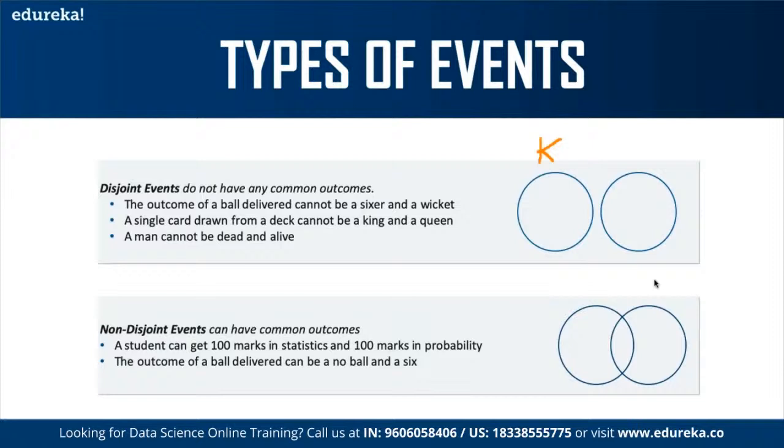If we have kings, and then in specific colors, right? If we have students who get 100 marks in stats and 100 marks in probability, it can happen, right? And the outcome of a ball delivered can be a no ball and a 6, right? Again, it can be a no ball, it can be a 6 as well. And that's where they will be overlapping.